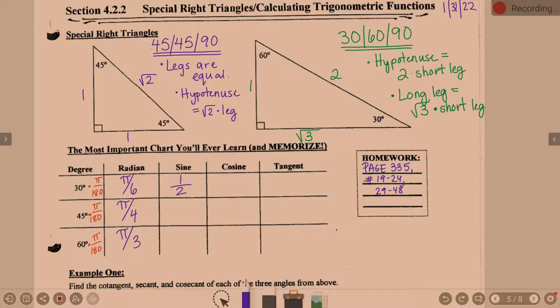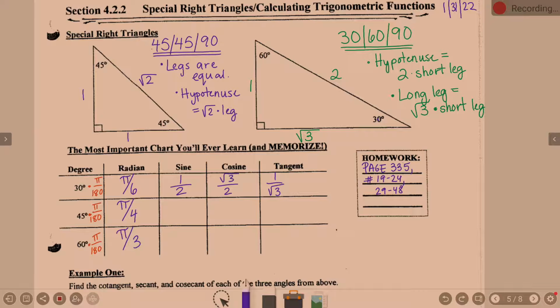Now let's go ahead and finish off the 30 degree row. You guys have to help me out more though. So that was sine, which is 1 over 2. What about cosine of 30? What do we do for cosine? Adjacent over hypotenuse. So if we do adjacent over hypotenuse, we're going to say square root of 3 over 2. And then tangent of 30. What is our phrase for tangent? Opposite over adjacent. So when we say opposite over adjacent, we're going to say 1 over square root of 3.